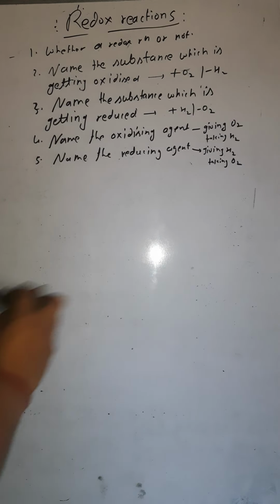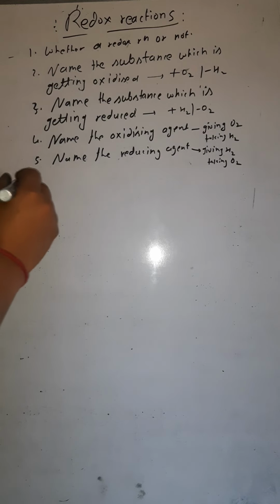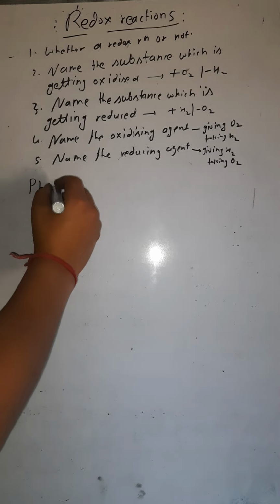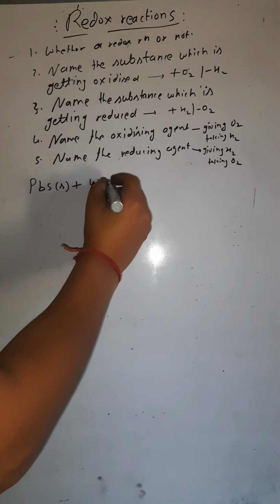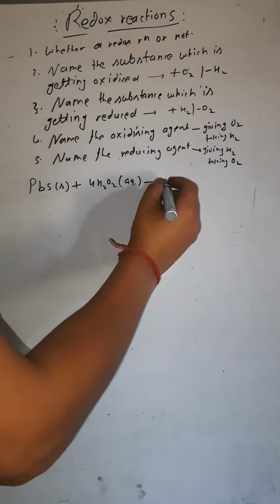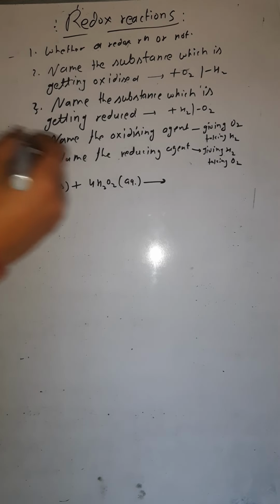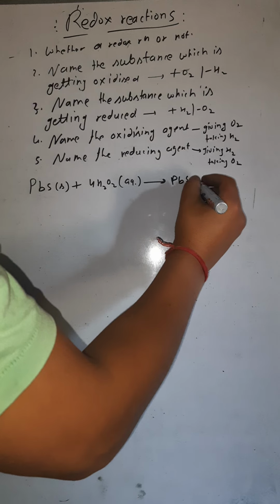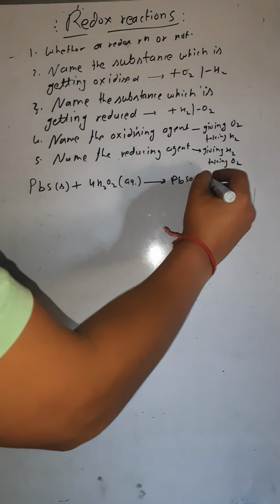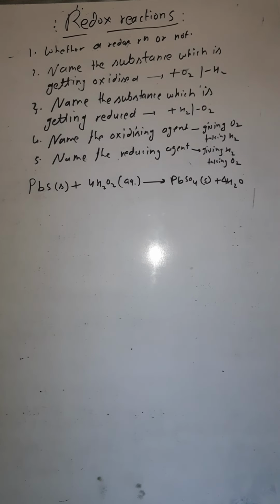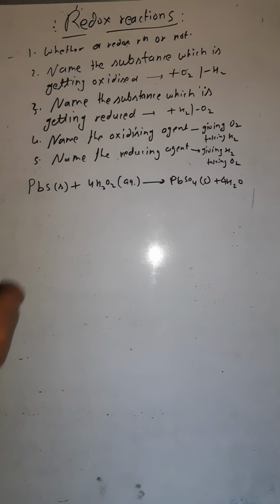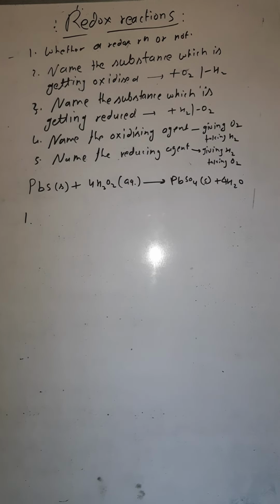Okay, let's study one more example that you should try yourself first. One more example I'm writing here. The example is lead sulfide, PbS, in solid form, and you have 4H2O2 in aqueous form, giving lead sulfate, PbSO4, again solid, plus 4 molecules of H2O. Now first answer whether this is redox or not. I can say it is redox, but you have to show how.